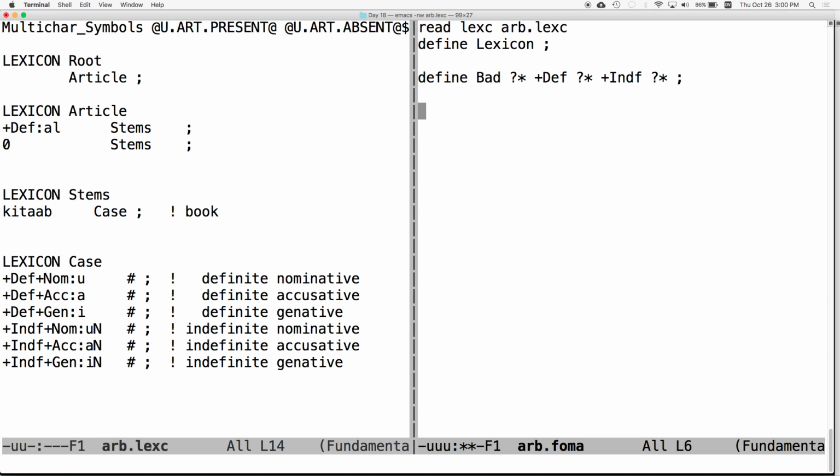When we did it with the end of brackets, we put the plus def and indef in quotes. You have to do it this way also. Yep, very good. So we want to make sure that the plus def and indef are single multi-character symbols. And so this is bad. And then define not bad is tilde bad.